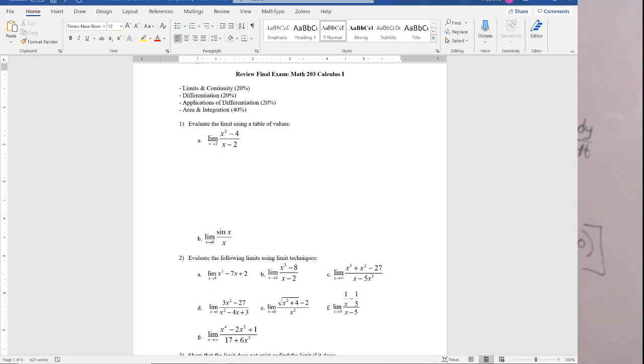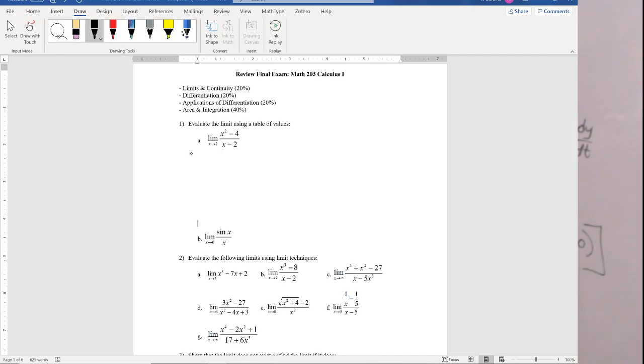Alright, so the first one, let's just plug in directly. So we get 2 squared minus 4 all over 2 minus 2. Well, that's 4 minus 4 all over 0, or 0 over 0. I taught you that when you get 0 over 0, that's an indicator you can use L'Hopital's rule. But we don't need to, right? We only want to use that if it's required. In this case, you could just factor.